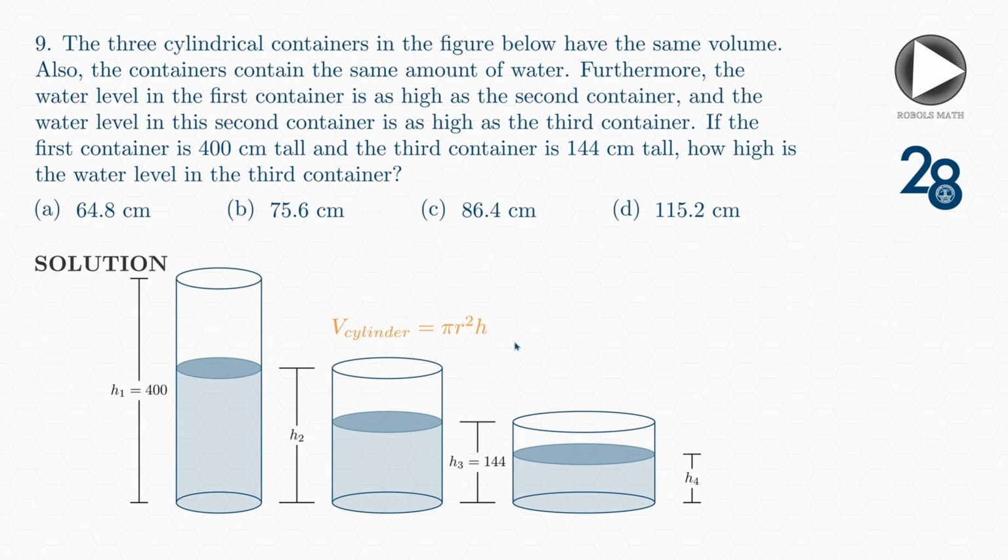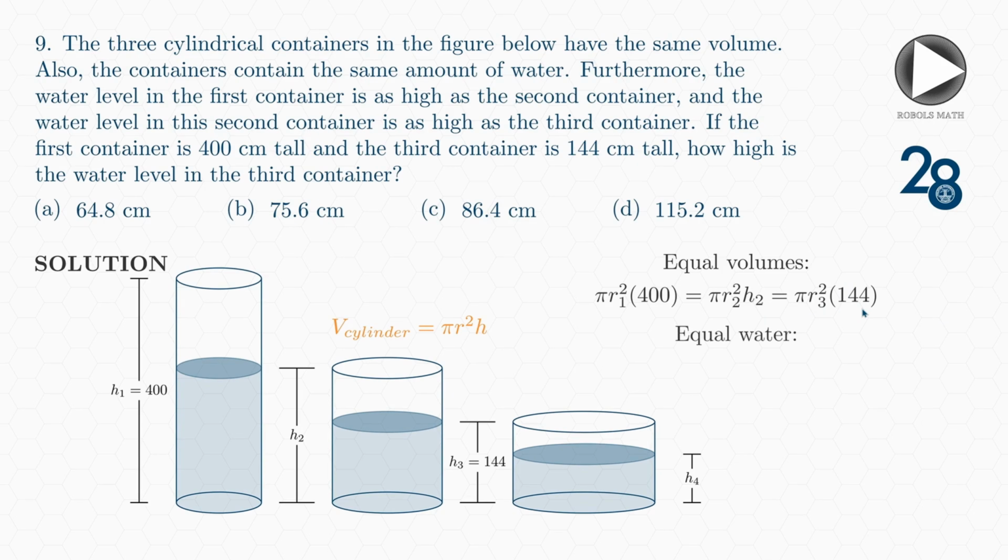We know that the volume of a right circular cylinder is equal to pi r squared times height. So the volume of the first one should be pi r sub 1 squared times h sub 1. For the second one it is pi r2 squared times h sub 2, and so on. Since they have equal volumes, pi r1 squared times 400 is equal to pi times r2 squared times h2, and so on. This is the equation we get from the condition that they have the same volume.